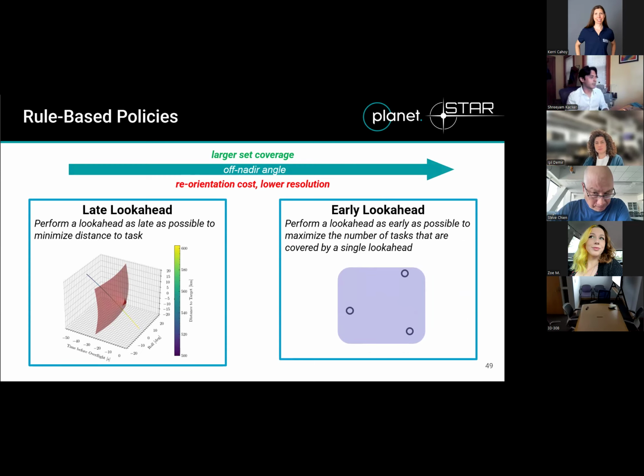The other idea is that if you perform a look-ahead as late as possible to minimize the distance to the task, you might have the highest resolution, but you're constrained by this agility constraint surface here. This line is the distance to my target, this axis is my distance to overflight, and this line represents the trajectory to an imaging task based on your pitch and roll angle. Oh, sorry, my label is covered. And this constraint is the agility constraint surface, which is how late I can do a look-ahead before I have to whip my spacecraft back around so that I can actually image what I'm looking at.